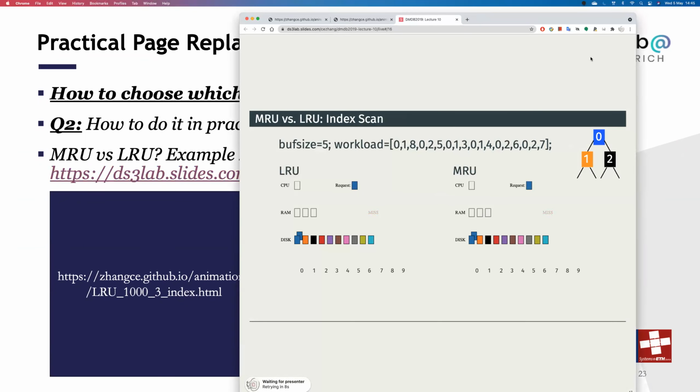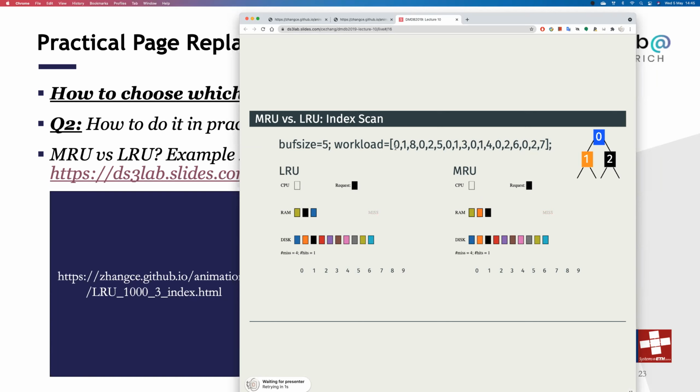We can put them side by side, right? So here you imagine you have a tree structure, you have a whole bunch of pages organized as a tree, and you try to do what we call index scan. You do 0, 1, 8, and you go back to the root, which is 0, and then you try to access another 2 pages, like 2 and 5, and you go back to 0, there's 0 there, right? 0 is the most popular page because that is the root, right?